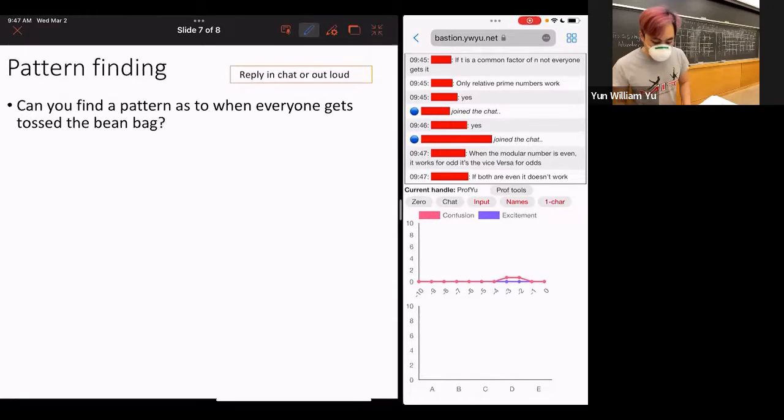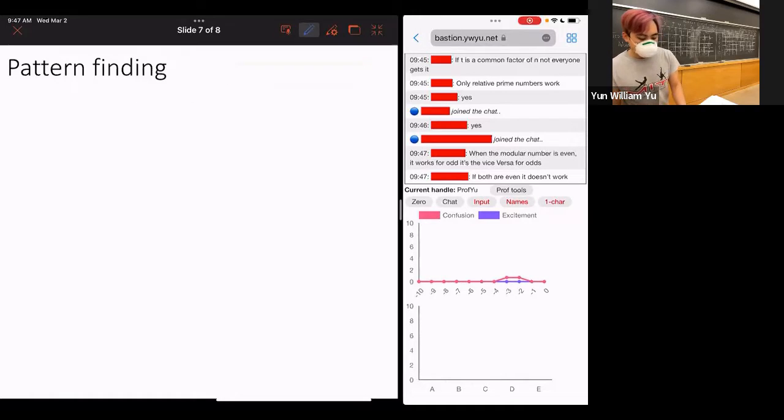If both are even, that doesn't work. Oh, interesting. When the modular number is even, it works for odd, and vice versa for the odds. Is that always true?